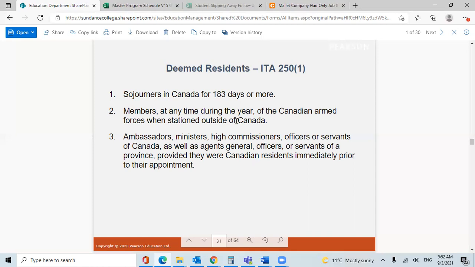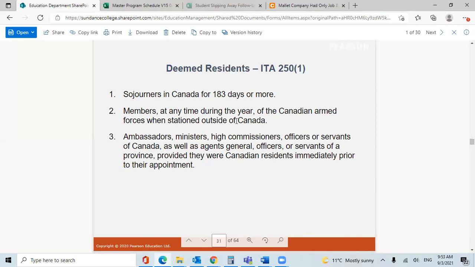The definition for the student, we have talked about a little more in our textbook. A student is an individual who is temporarily present in Canada for a period of 183 days or more during any one calendar year. This person is deemed to be a Canadian resident for the entire year. But if this person has given up all residence in another country and moves to Canada, that is not considered a deemed residence. That will be considered a part-year resident, not a student.